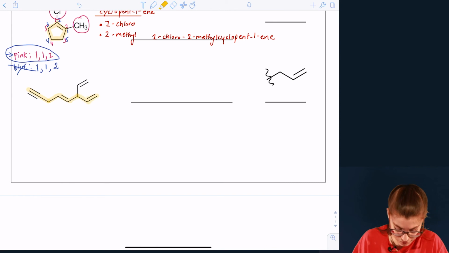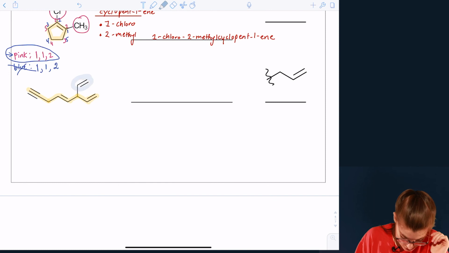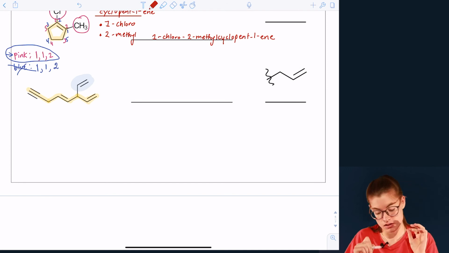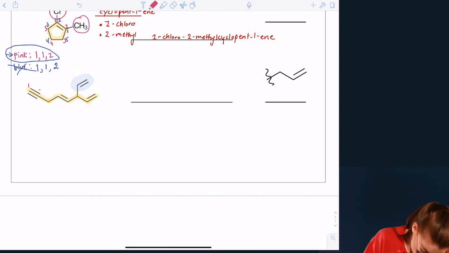All right, so let's circle our substituents here. We got a substituent there. Now, how are we going to number this? Well, remember we want to give the lowest possible numbers. So let's try both ways. Let's say we can go 1, 2, 3, 4, 5, 6, 7, 8. So if we use the pink system, we've got a triple bond at 1, a double bond at 4, a substituent at 6, and a double bond at 7.